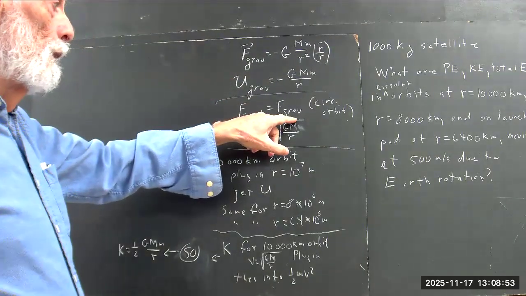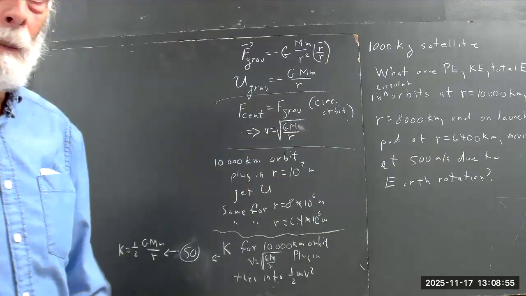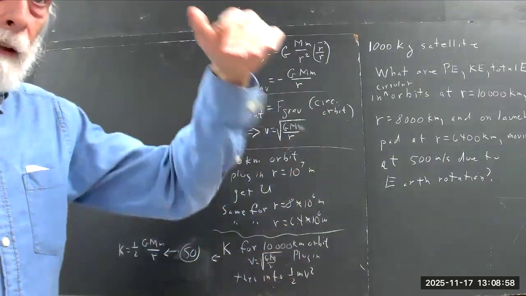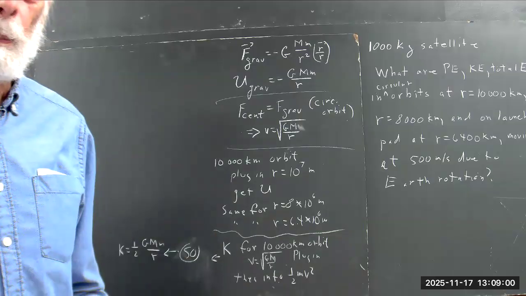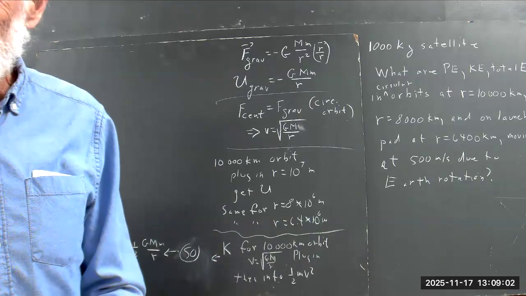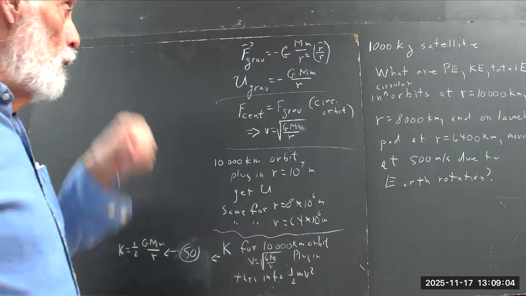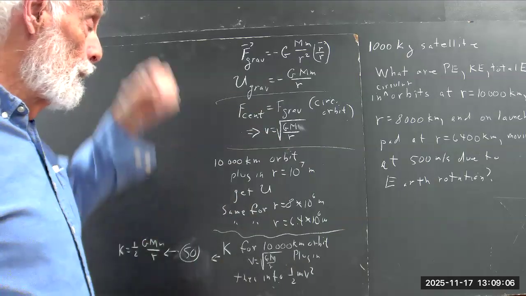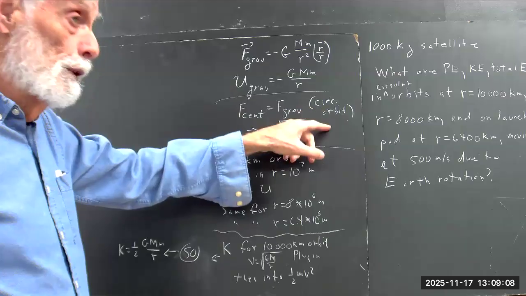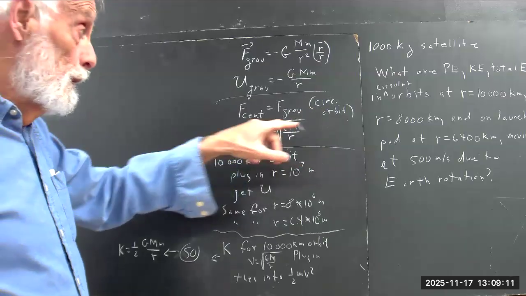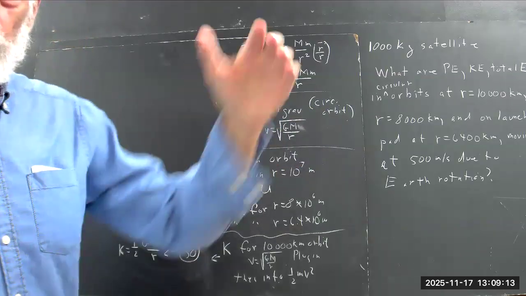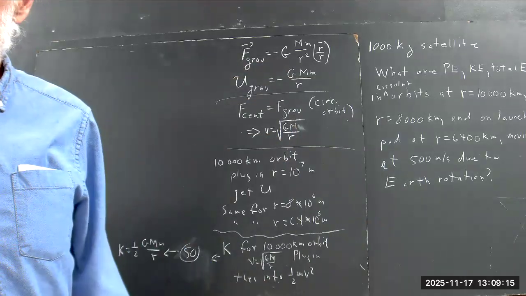Centripetal force equals the force of gravity in a circular orbit, because in a circular orbit, you have to have a centripetal force to hold a mass in a circle. That centripetal force comes from the Earth. This applies only to circular orbits, not to elliptical orbits, and most orbits are elliptical. Okay.